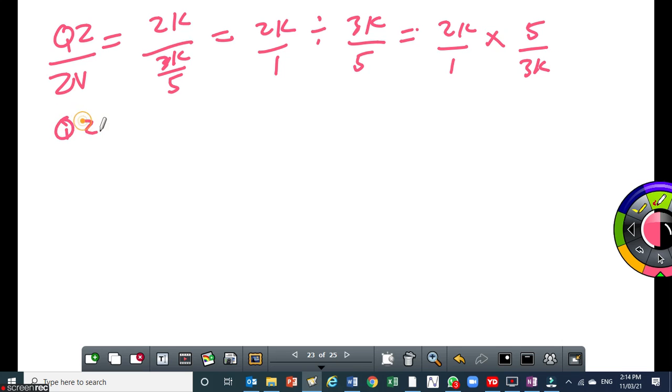So we have got QZ over ZB is going to be equal to. Now here, this K and that K cancel because that's a multiplication sign. Then you'll be smiling, and your heartbeat will be normal. So 2 times 5 will give you 10. 1 times 3 will give you 3. And then you are done.